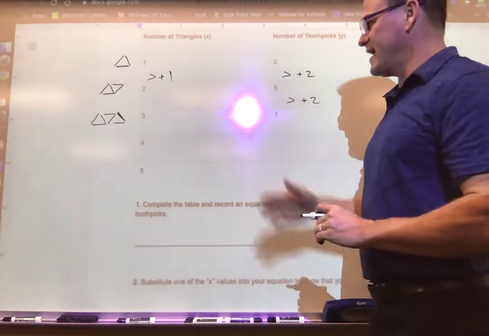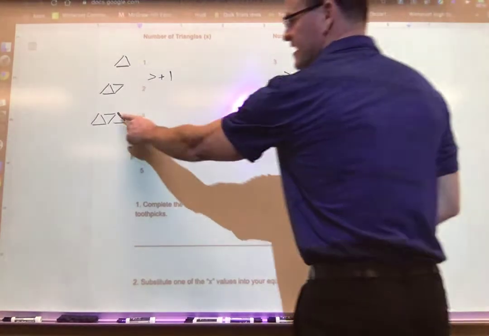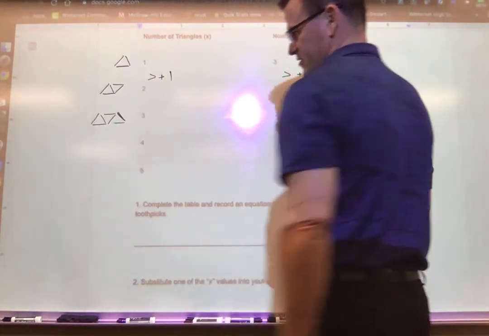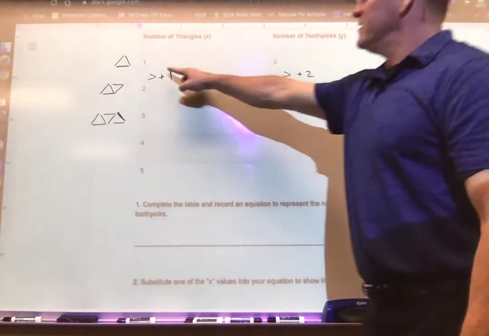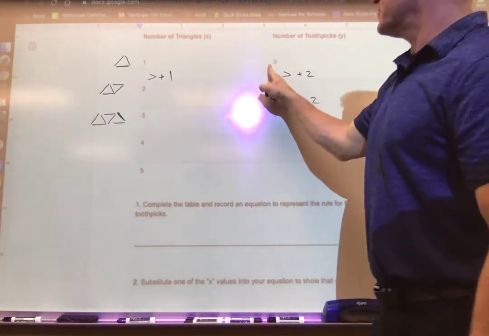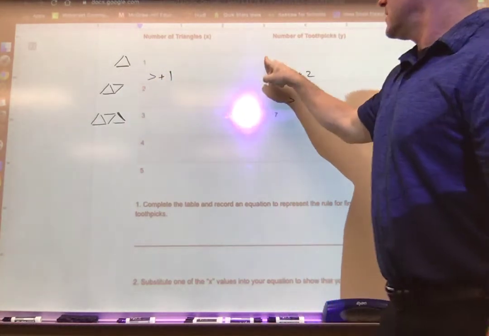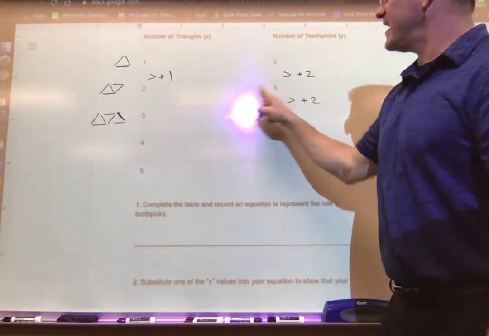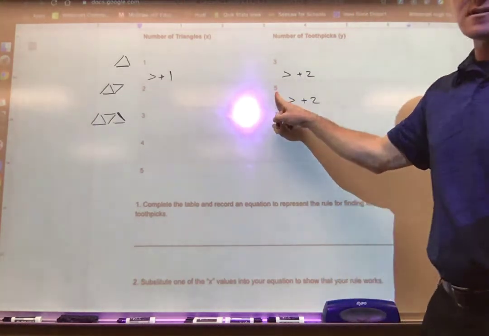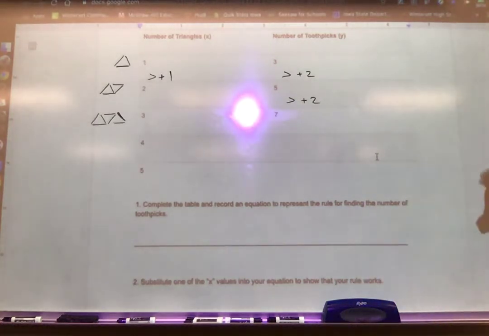Every time I add one triangle, I get 2 more toothpicks, because they share a side here, don't they? So I don't have to add another one. I don't add 3 every time, even though naturally you're thinking triangles. One triangle is 3 toothpicks, because there are 3 sides on a triangle. So it looks like I triple, but I don't triple because they share a side. If I tripled 2, it'd go to 6. So I'm just not tripling. It's not some simple pattern. Growing patterns can be more complex.